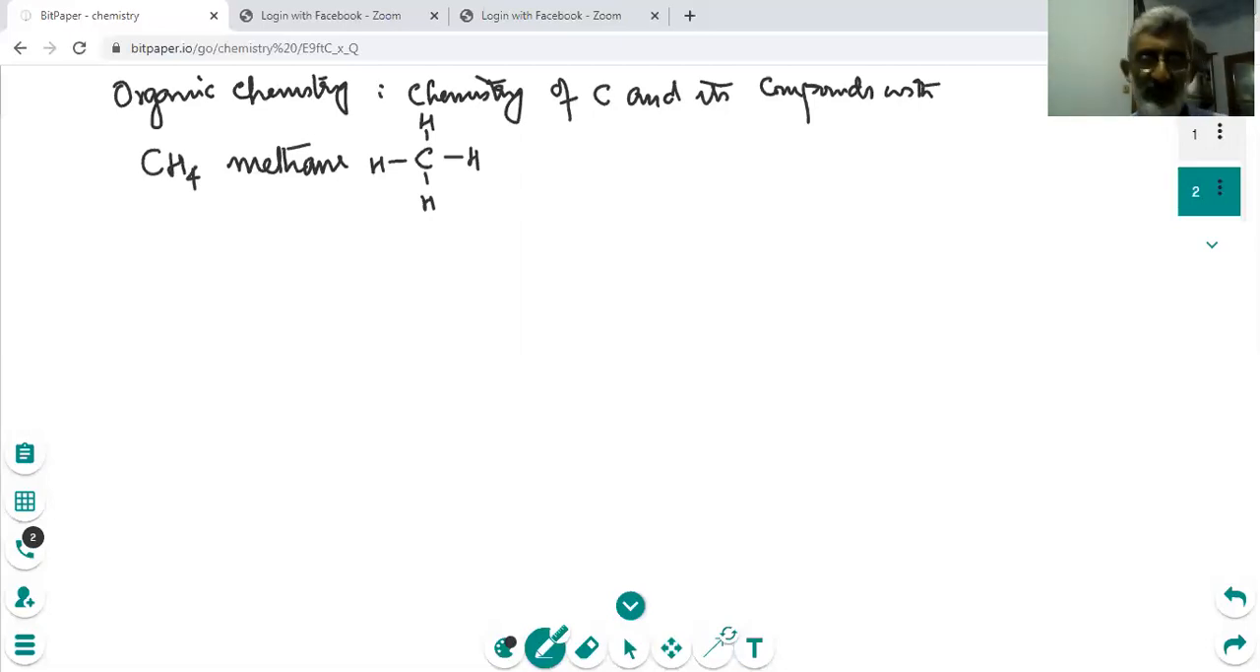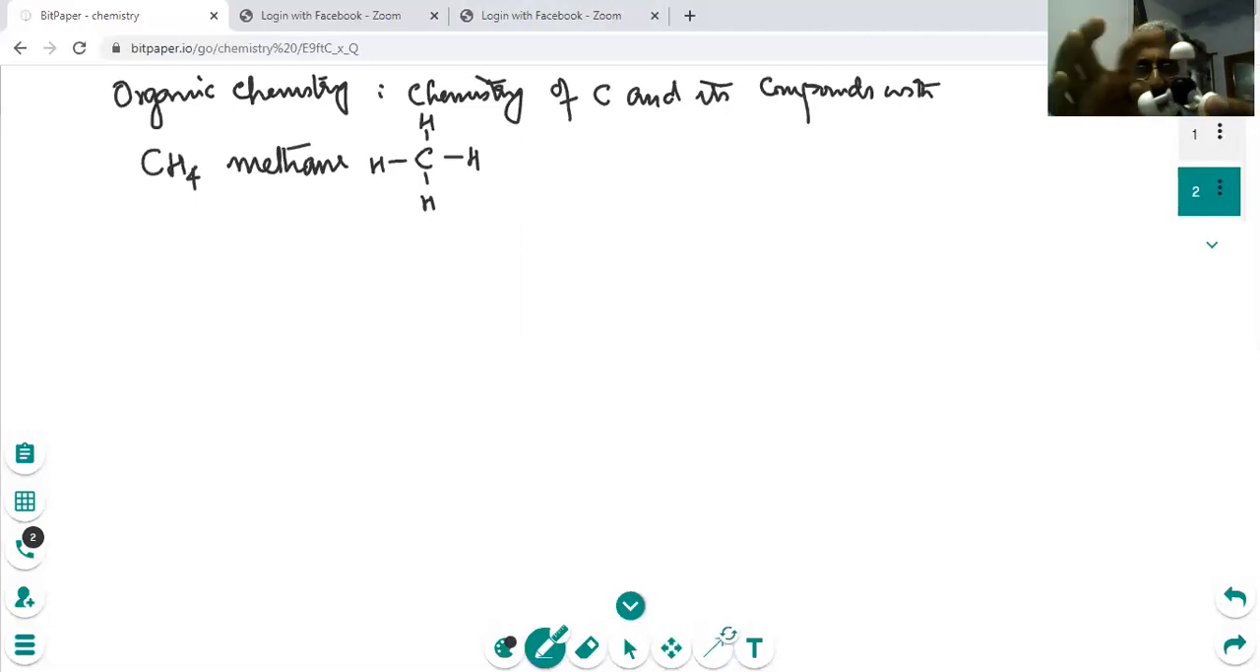Don't hesitate. Whatever you feel, you draw it. This is the only way of learning organic chemistry, which you have to practice by yourself. You should have a three-dimensional view of the molecule. So you must be having your own figure in your mind. Now let me show you the model. You can see this model.